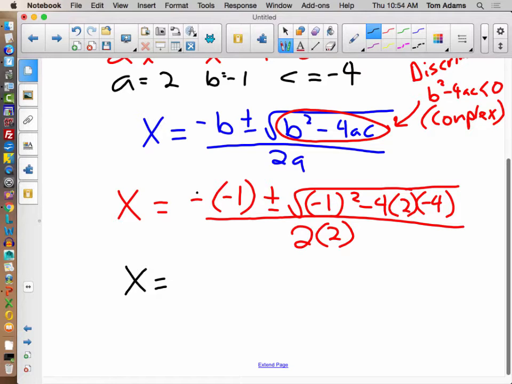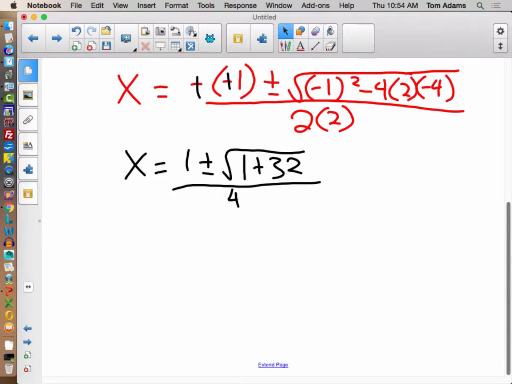So I've got x equals, when you have a minus a minus, it becomes a plus, so it's 1 plus or minus the square root of 1 minus 4 times 2 is 8, 8 times 4 is 32. You have a negative times a positive, which is negative, times a negative again, so this is a positive 32, all over 2 times 2, which is 4. You guys with me so far? All right, cool.